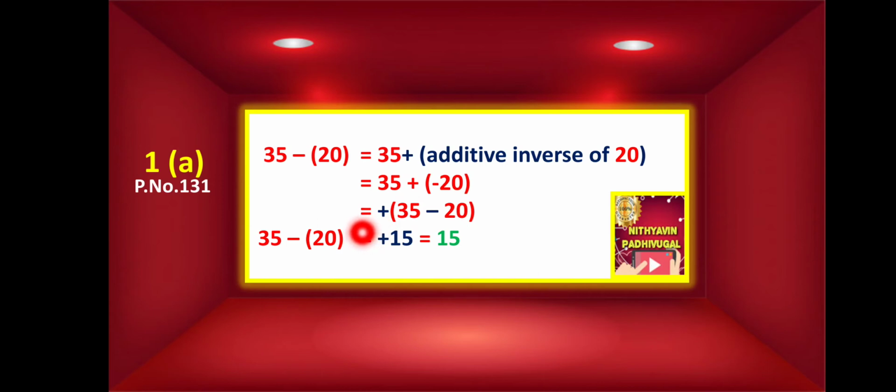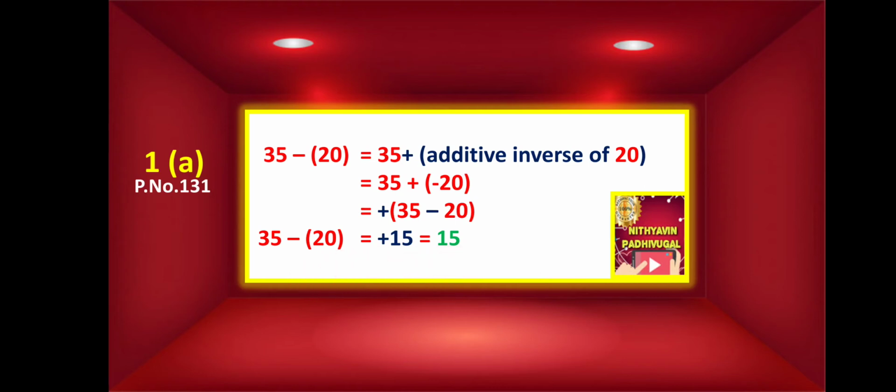The next step: now this is in the form of adding one positive integer and one negative integer. In this case, what will we do? Subtract the smaller number 20 from 35 and put the sign of the bigger number 35. So, plus 35 minus 20, that is 15. So, the answer is plus 15 or 15. 35 minus 20 is equal to 15.